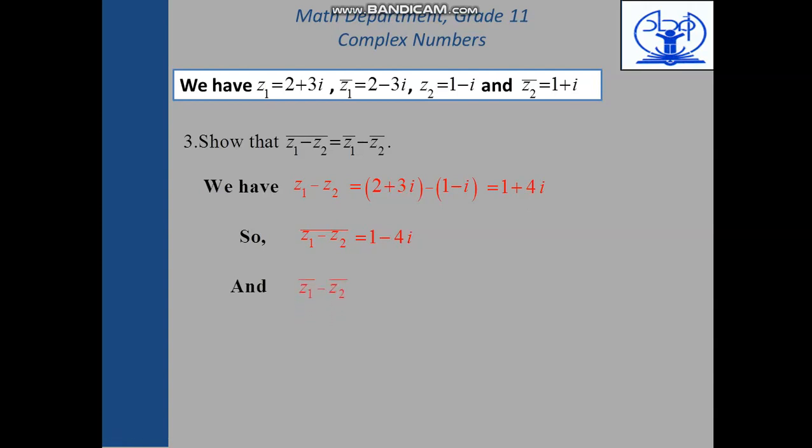And z1 bar minus z2 bar equals 2 minus 3i minus 1 plus i, and is equal to 1 minus 4i. We can see that they are equal, so the conjugate of z1 minus z2 is equal to z1 bar minus z2 bar. So the conjugate of a difference is equal to the difference of the conjugates.